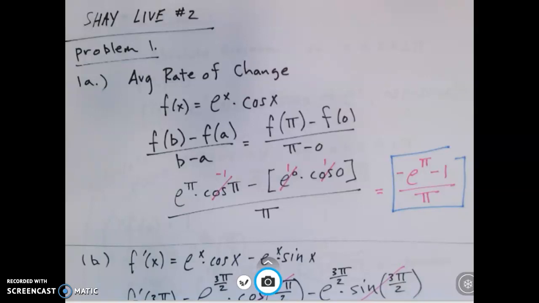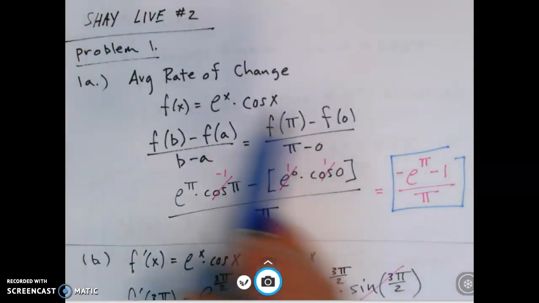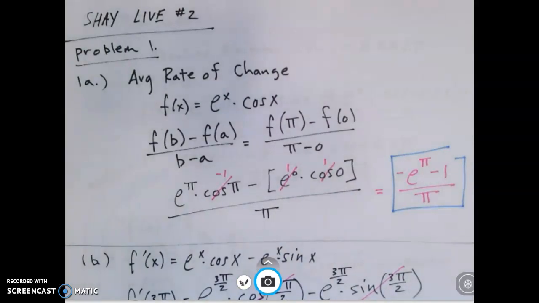So, problem number 1, part A is find the average rate of change. I gave a video earlier on the average value, function value, and the average rate of change and the difference. This is simply change in y over change in x. All of this notation I have here is for your benefit. It is not necessary to go and do any of this on the AP exam.